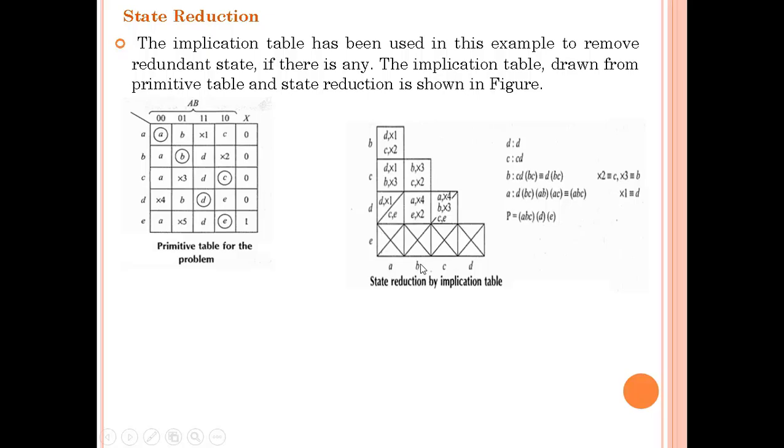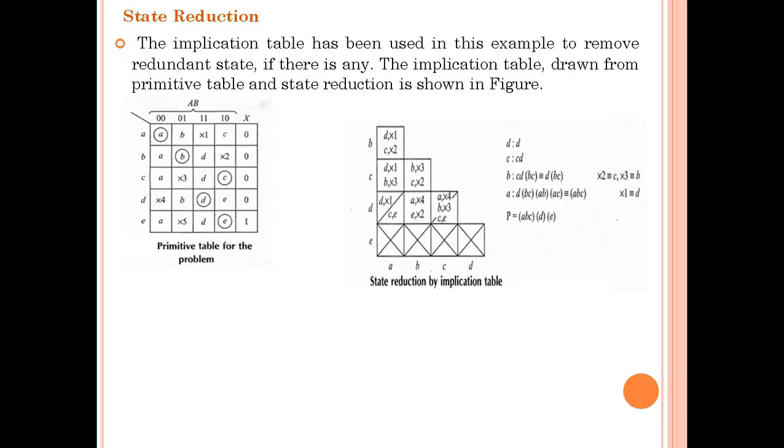Now we have to go for B. B with C: B is equal to don't care 3 and C is equal to don't care 2. B with D: A is equal to don't care 4, E is equal to don't care 2. Similarly, between C and D, A is equal to don't care 4, B is equal to don't care 3, C is equal to E. C and E, no equivalence. Similarly, for D to E, no equivalence.